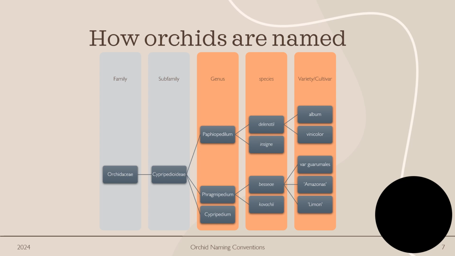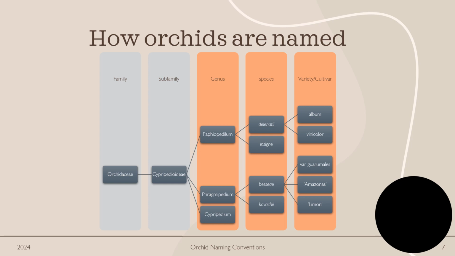Kovachii is quite a newly discovered Phragmipedium. It has absolutely gigantic flowers, nearly 6 inches, about nearly 20 centimeters across. Beautiful flower. Have a look at it online if you can find it, and it's very expensive to buy. Besseae is found quite frequently in collections. I have one, and then I also have delenatii in my collection, and insigne there, you see, that's used a lot in breeding of hybrids in Paphiopedilums.